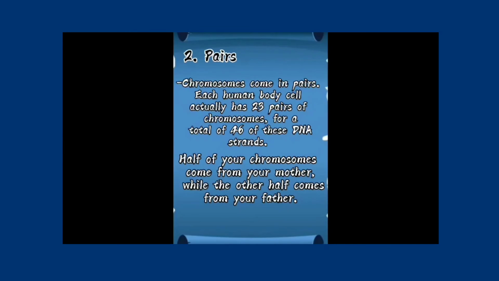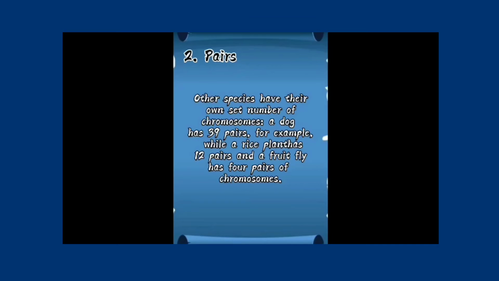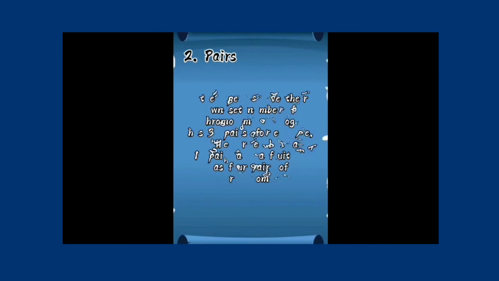The second characteristic of the chromosome is pairs. Chromosomes come in pairs. Each human body cell actually has 23 pairs of chromosomes, for a total of 46 of these DNA strands. Half of your chromosomes come from your mother, while the other half come from your father. Other species have their own set number of chromosomes. A dog has 39 pairs, for example, while a rice plant has 12 pairs and the fruit fly has 4 pairs of chromosomes.